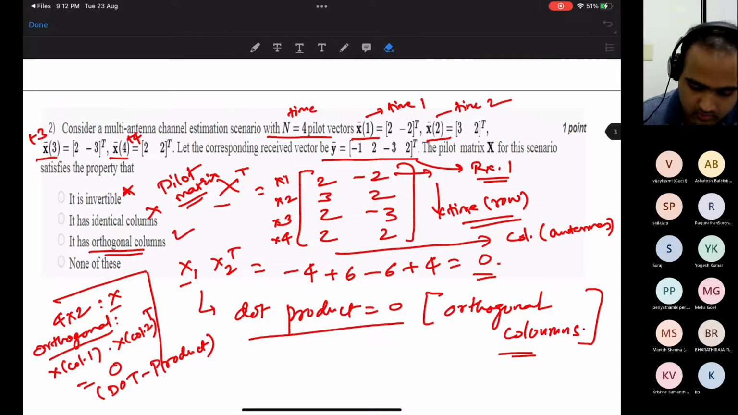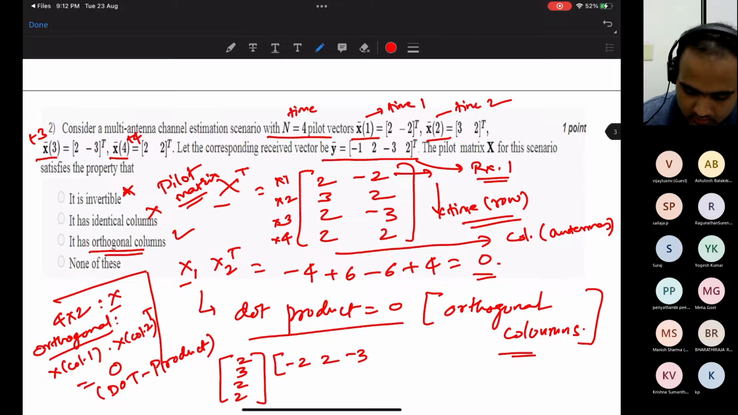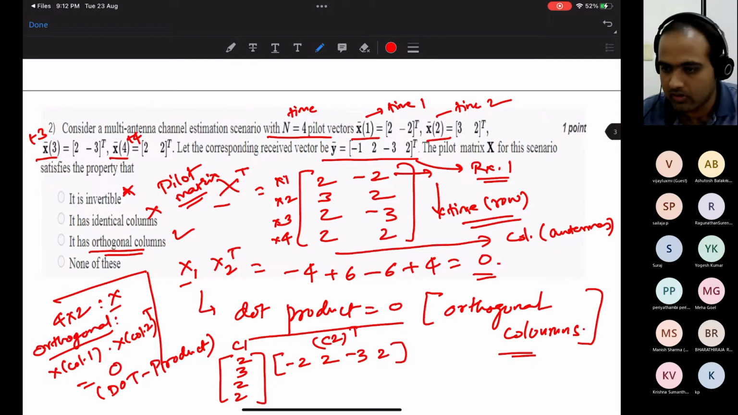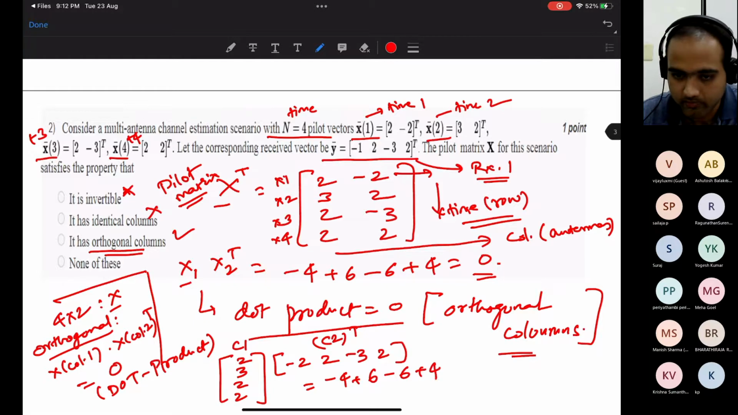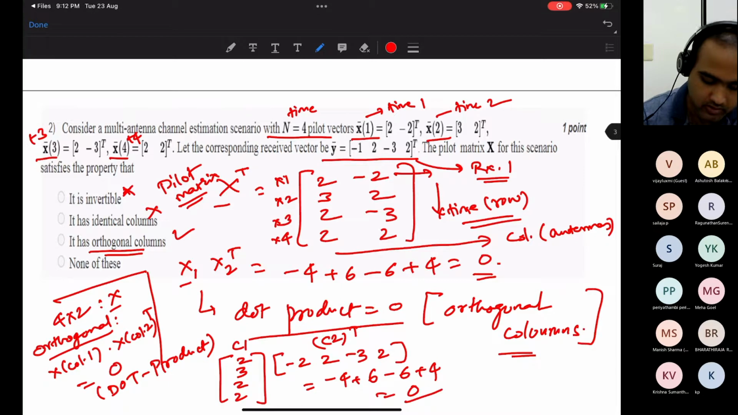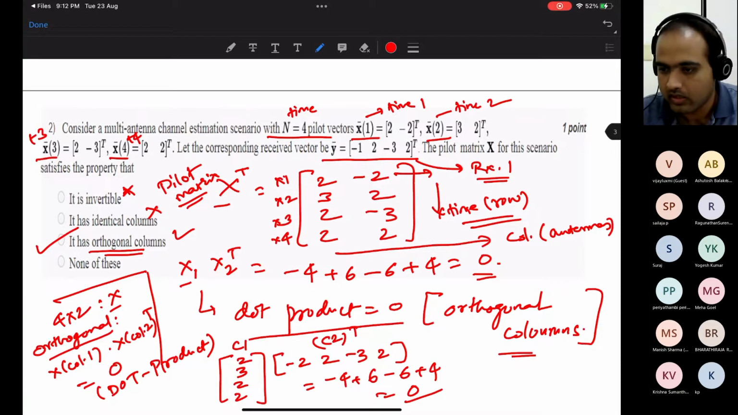So let's check that. If you take the first column, 2, 3, 2, 2, and multiply it with -2, 2, -3, 2, this is my column 1 and this is my column 2 transpose. If you multiply, it is 2 times -2 is -4, then 3 times 2 is 6, 2 times -3 is -6, and 2 times 2 is 4. If you solve this, it comes out to be 0. So it has orthogonal columns. Any doubt in this problem? No? Okay.